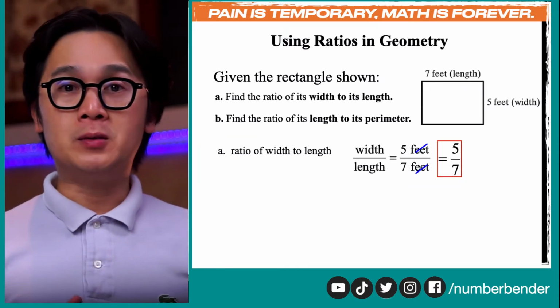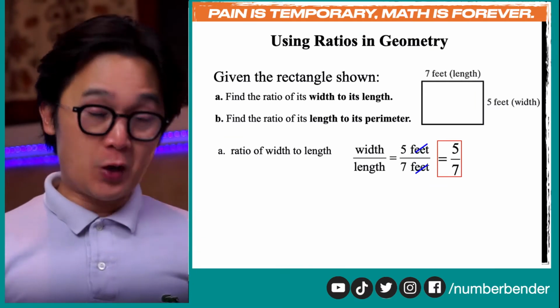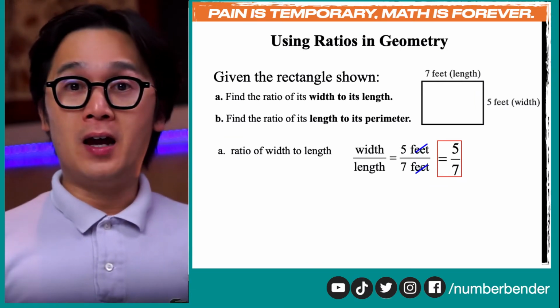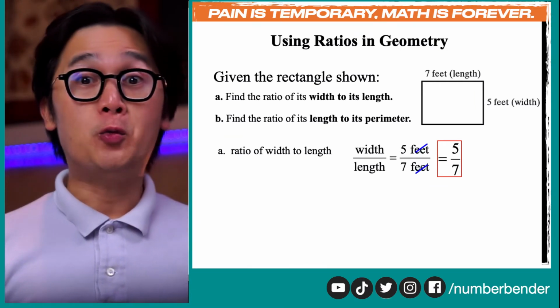Now for the second problem, it's going to be a little bit different because if you notice, we are working on the ratio of the length to its perimeter.